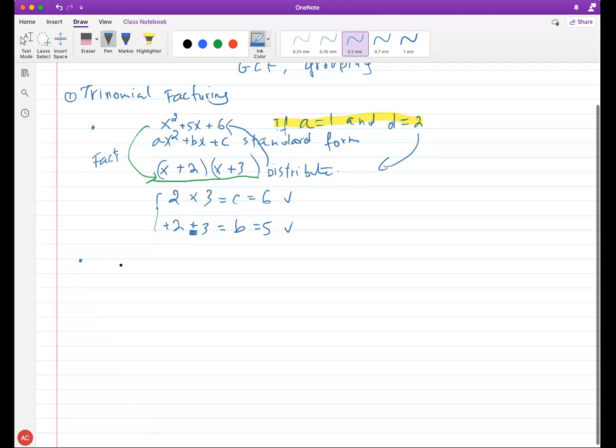Let's see another example. Let's say x to the second plus 7x plus 12. Another trinomial. Again, always see if there's a GCF first. There's no GCF. We can use grouping. So since it's a trinomial, let's see if we can apply trinomial factoring.